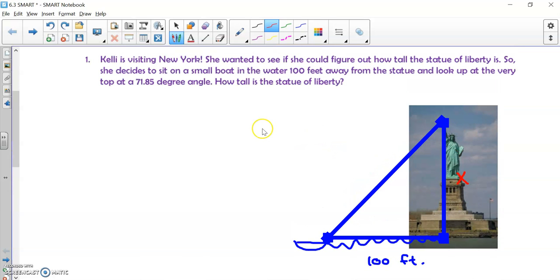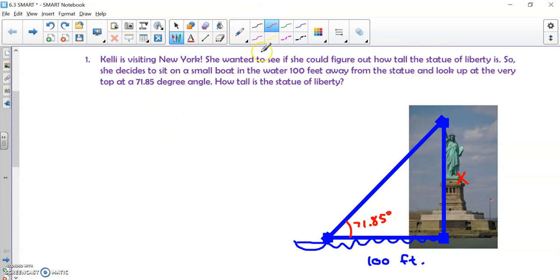But we do know one more piece of information, and that is the angle between the ground or the water and where we're looking towards the top of the statue. So right over here is going to be our 71.85 degree angle. And at this point, you can ignore what's going on outside and think about this as just the triangle problem that it is.